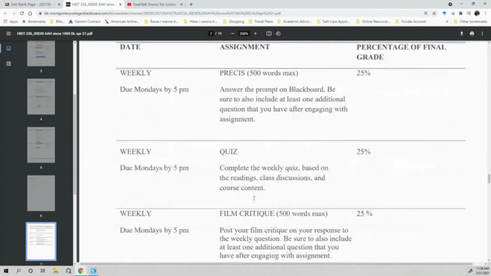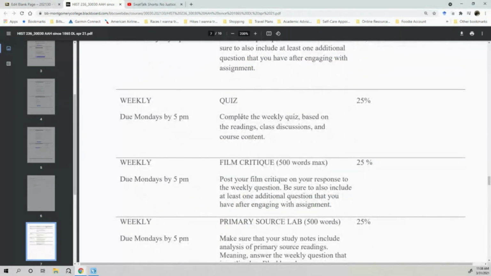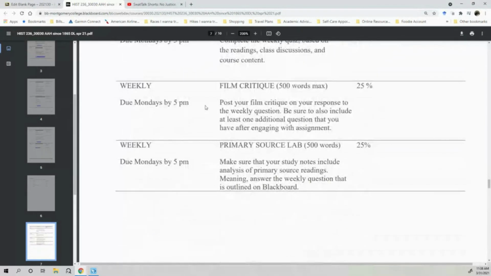So what does it consist of? You have these weekly précis, 500 words max. They're due every Monday. Answer the prompt on Blackboard that I submit, and then turn it in by 5. Quizzes, you do your quiz by Monday. That's 25% of your grade. Also, all of these components are 25% of your grade.